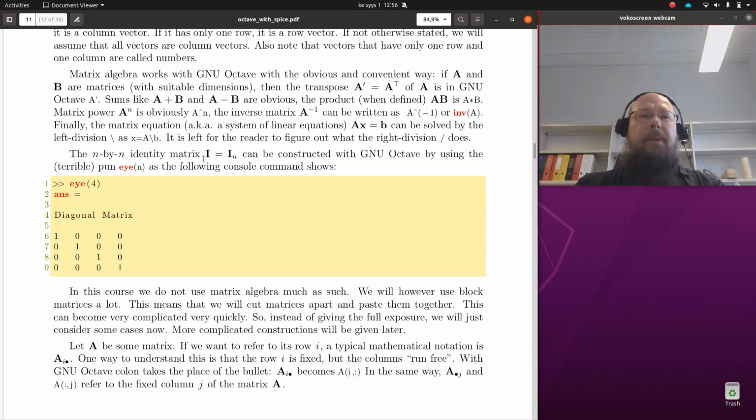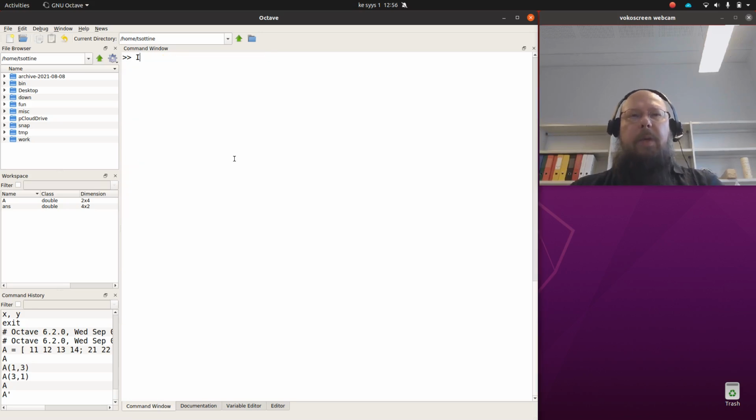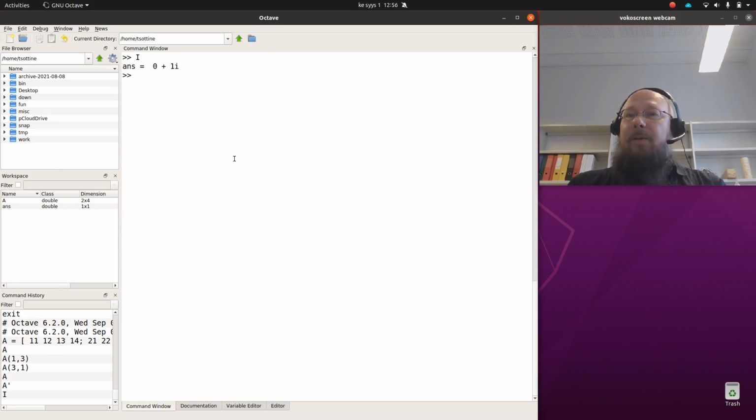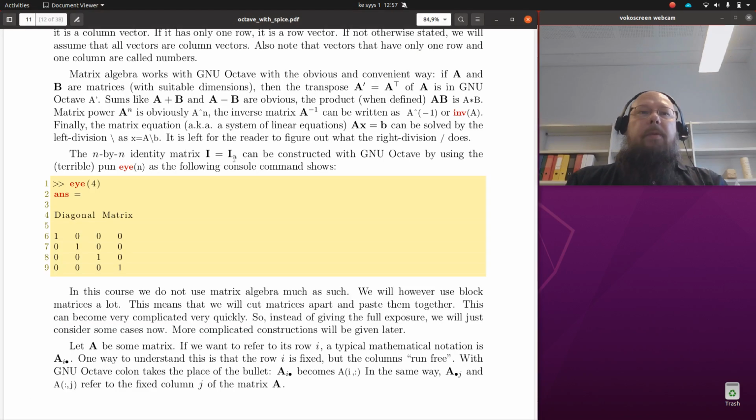Of course, in mathematics we usually use a capital I, or sometimes you put the subscript n, telling the dimension of it. This is not used in Octave. The reason is that if I just put capital I here, it gives you the answer 0 plus 1 small i. So capital I is actually an imaginary number, the square root of minus 1. The square root is sqrt, so it's the same thing. So that's why the I is not used for the identity matrix.